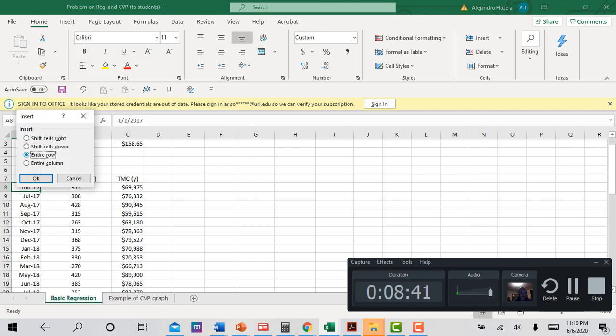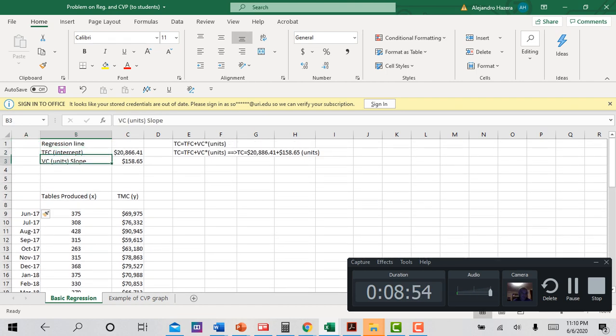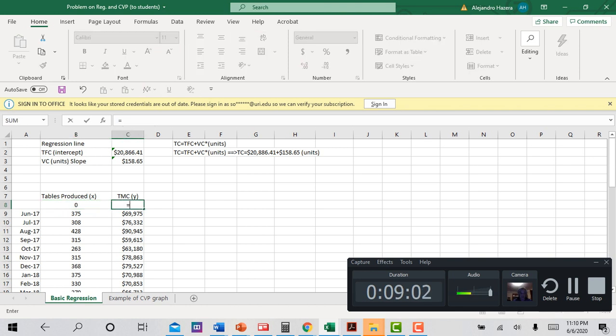a row here, and just so that I can have, I'm going to go ahead and make a scatter graph and then make a trend line. I want the trend line to actually cross the x-axis. So what the regression line is telling us is that when the number of tables is 0, so when the units produced is 0, our costs are going to be equal to that. So that's your minimum cost right there.